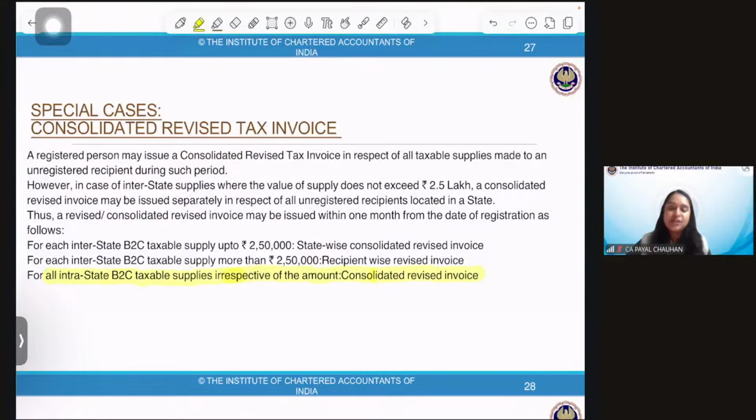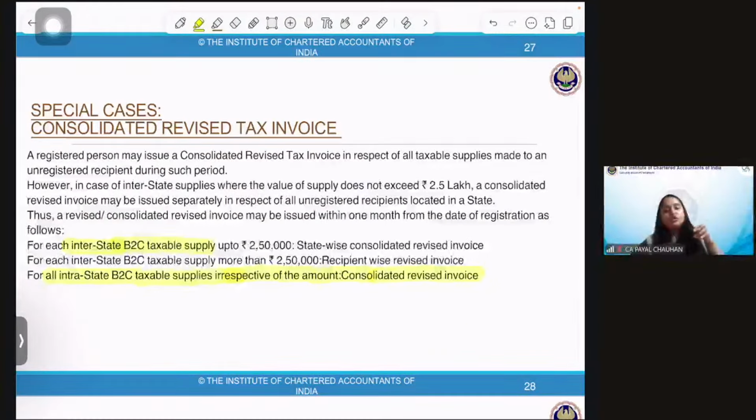But I'll change the question. Now, my transaction is interstate, and that too a B2C taxable supply. I have one recipient in another state who has purchased 3 lakh worth of goods from me. Tell me, do I have to issue a consolidated or recipient-wise invoice? I have to issue a separate revised tax invoice, because the value of the supply is exceeding 2,50,000 rupees. And tell me the other one.